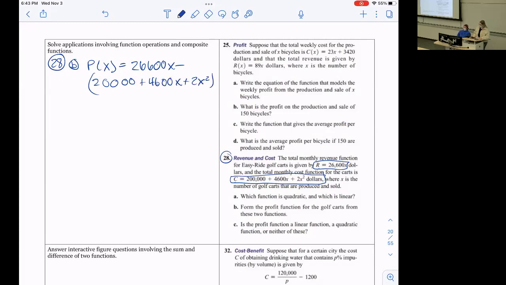So that would be the profit function. And then, is the profit function a linear function, a quadratic function, or neither? Since we have this 2x squared, it would be a quadratic function.